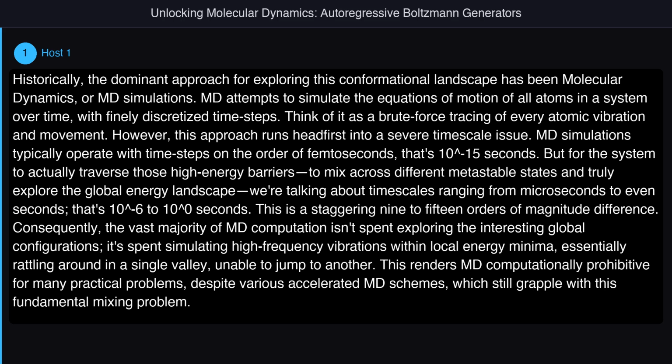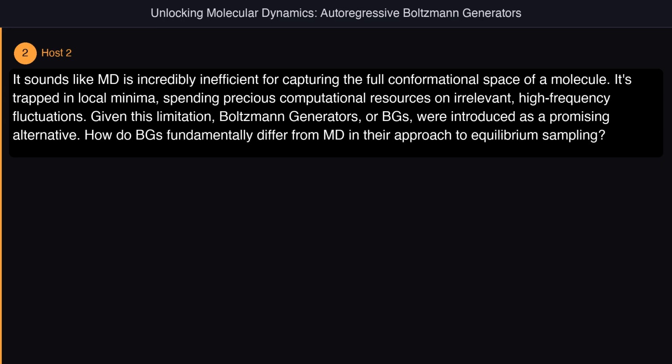It sounds like MD is incredibly inefficient for capturing the full conformational space of a molecule. It's trapped in local minima, spending precious computational resources on irrelevant, high-frequency fluctuations. Given this limitation, Boltzmann generators, or BGs, were introduced as a promising alternative. How do BGs fundamentally differ from MD in their approach to equilibrium sampling?